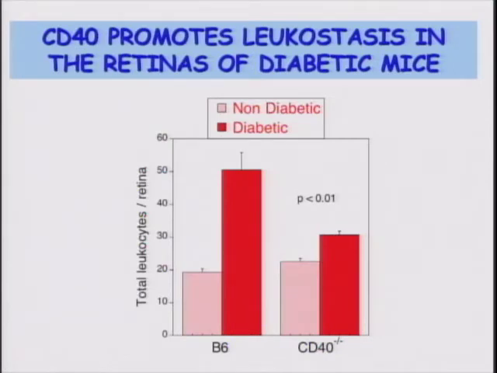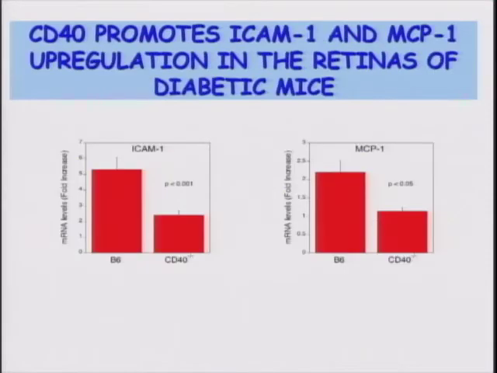Then we asked what was the role of CD40 in leukostasis. So here we took black 6 mice and CD40 deficient mice, and again they were made diabetic. And the blood glucose, glycated hemoglobin, and body weights were similar in both diabetic black 6 mice as well as CD40 deficient mice. And then at 2 months after diabetes, we quantitated the number of leukocytes that were adherent in the capillaries. And as expected, diabetic black 6 mice had increased leukostasis compared to non-diabetic black 6 controls. However, this leukostasis was significantly impaired in CD40 deficient mice, indicating that CD40 promotes leukostasis in the retina.